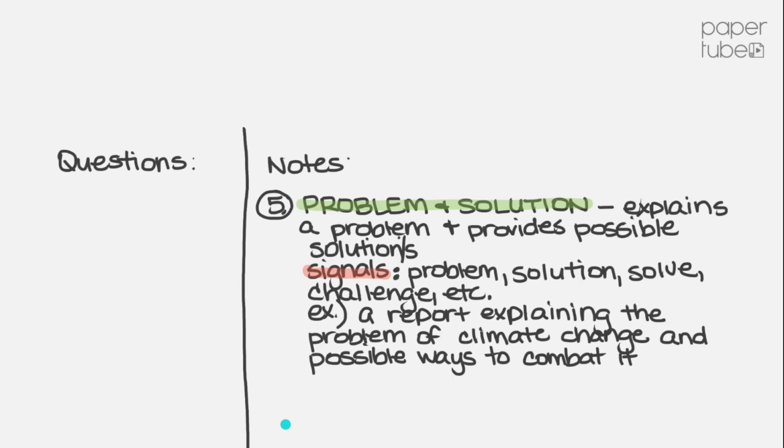Usually in these types of structures, you'll watch out for words like problem, solution, solve, challenge, etc., words like that. And then an example of a text that might use a problem and solution structure would be a report that's explaining the problem of climate change and possible ways that we could fight that.